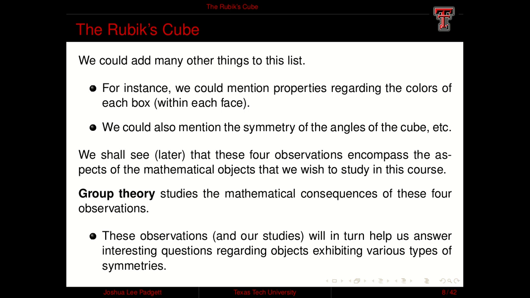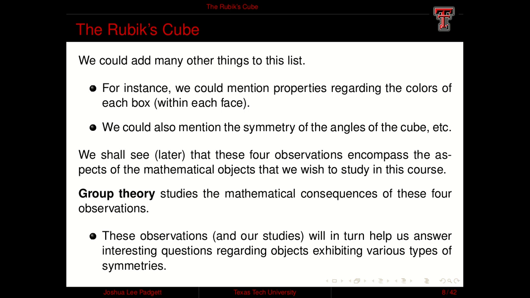And of course, these observations and our studies using them will in turn help us answer interesting questions regarding objects that have various types of symmetries. And so that's what I mentioned earlier, in terms of we'll first determine whether or not something satisfies observations such as these, and then we'll figure out what more we can determine once we have those observations in our hands. All right?